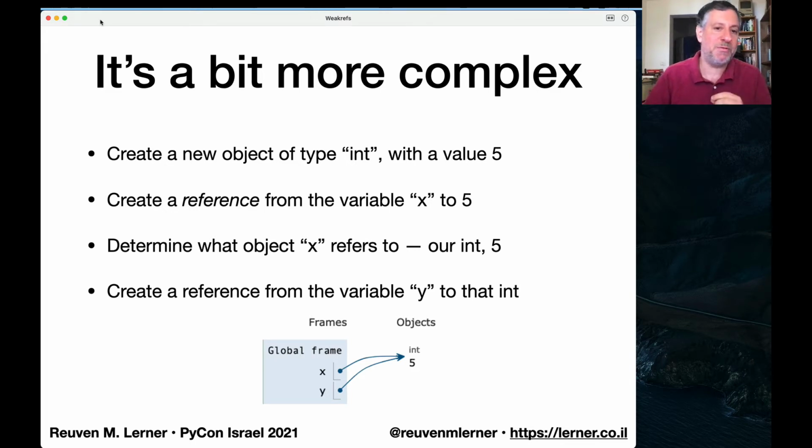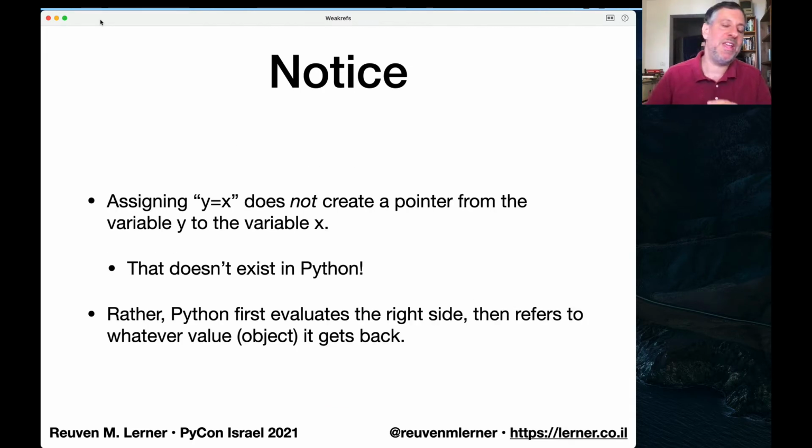It is not a reference from y to x, it's a reference from y to the int, as shown here in the capture from Python Tutor. x and y are both references to 5. There is no such thing as a pointer from one variable to another in Python. That idea just does not exist. Rather, when we do assignment, Python always looks at the right side and then the left side. And on the right side, if we have a variable, then it evaluates that variable and finds out what object it's referring to. And then it assigns that variable reference to the variable on the left side.